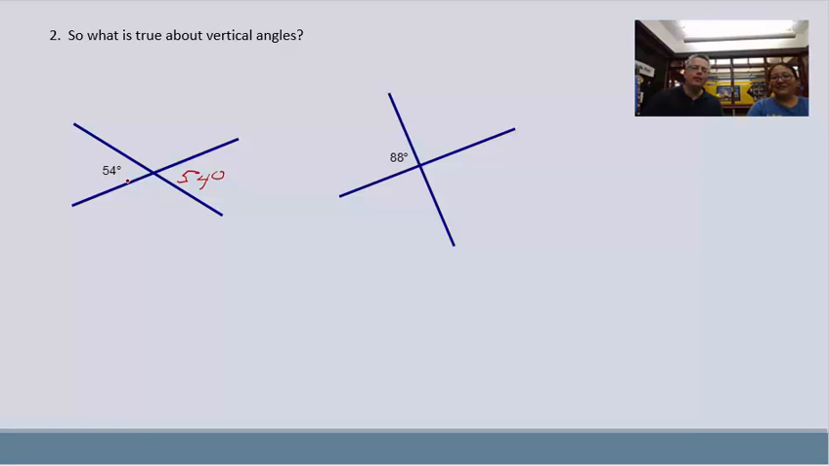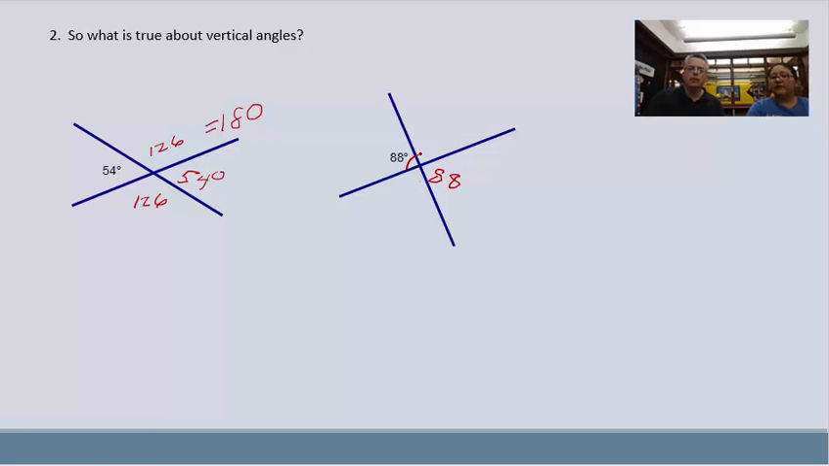Let's go ahead and figure out the other two. So what would the other two be? These two would have to equal 180. So 180 minus 54 is 126. So this would be 126. And the same thing, opposite angles would be the same, so this is 126 as well. The other side is 88. The opposite of 88 would be the same, 88.